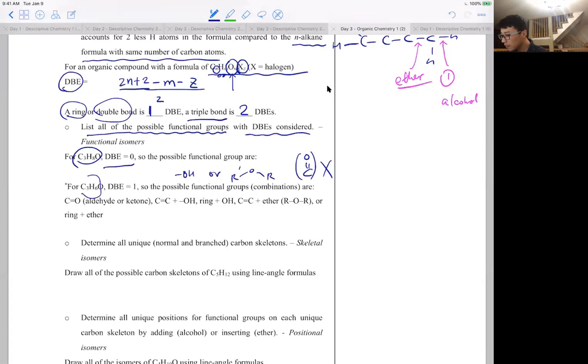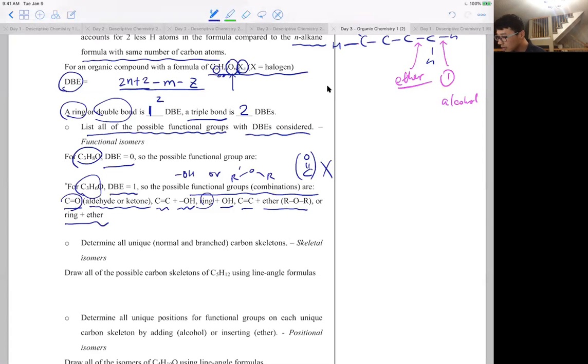And then if you have a molecule like this, after you do the calculation, the DBE is 1. So all of the possible functional group combinations are a CO double bond, which means either an aldehyde or a ketone, a CC double bond plus an alcohol, a ring plus an alcohol, a CC double bond plus an ether, or a ring plus an ether. So those are all of the combinations, right? So if we want to try this, let's try it.